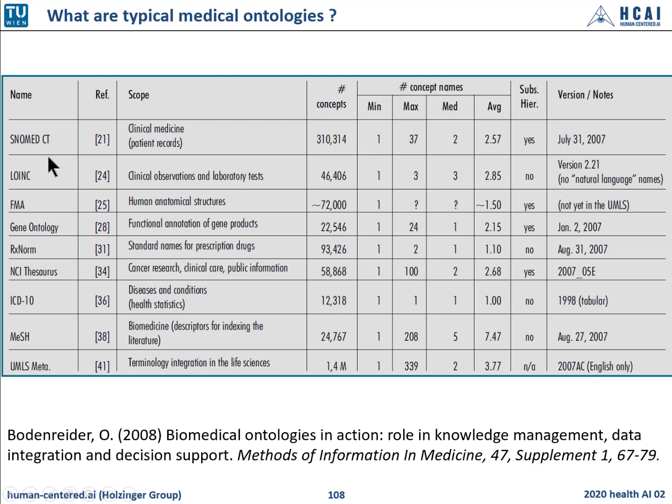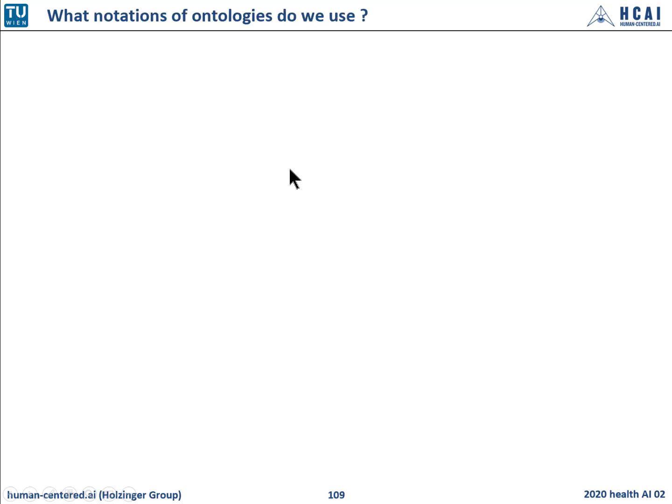And for example, the largest ontology is the UMLS, Unified Medical Language System Metathesaurus, which contains 1.4 million concepts at this time. And this is increasing because this project is still running. So, what notations of ontologies do we use?